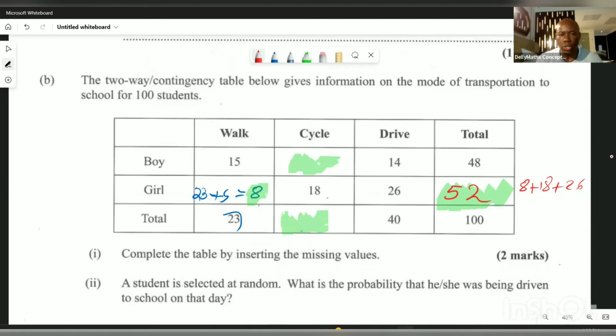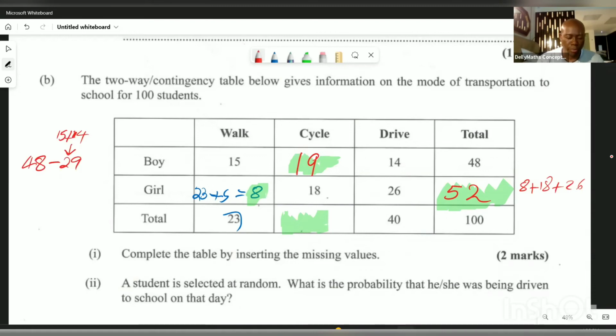All right. So again, we want to have some other things here. We have the boys column going across. We have 15 plus 14, that's 29. So if I say 48, which is the total for the boys, minus what we have, which is 29, the sum of the 15 and the 14, then 48 minus that 29, we're looking at about 19. So this is 19 that cycled, right?